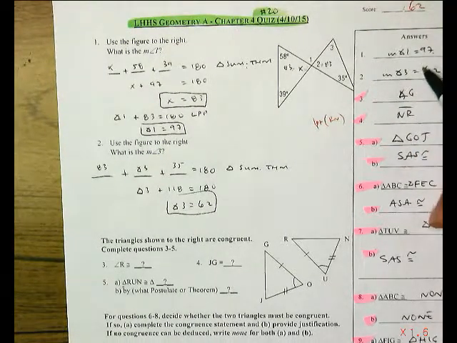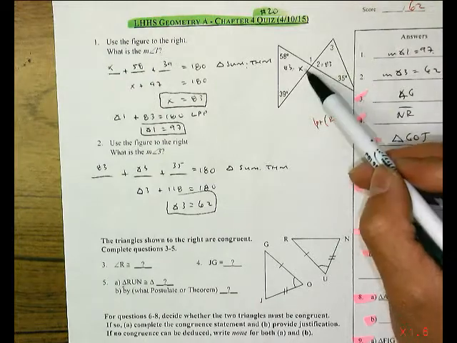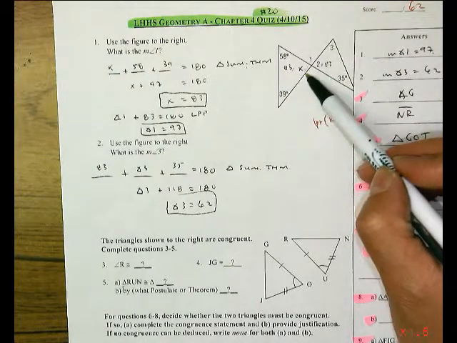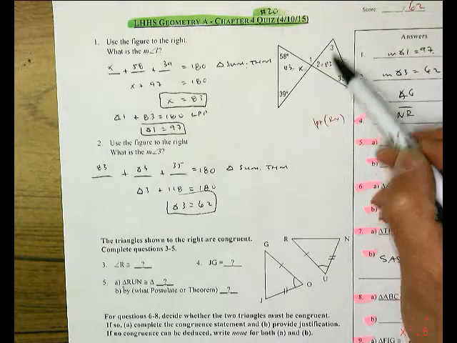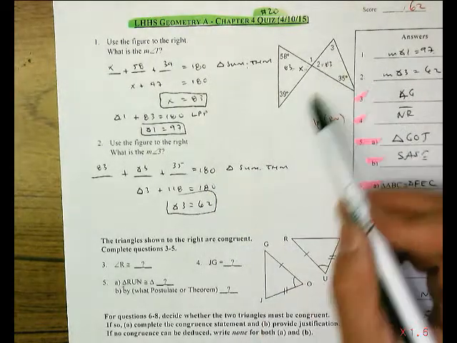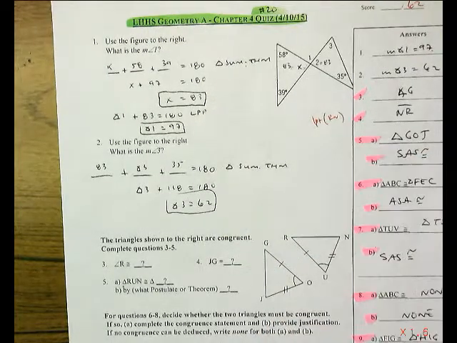Find angle 3. I used my information over here, so I had 83. This is when vertical angles are congruent, so that's also 83. And then you can just use triangle sum theorem, which means all the interior angles added together equal 180, and angle 3 equals 62.